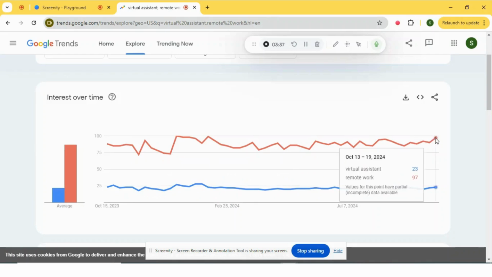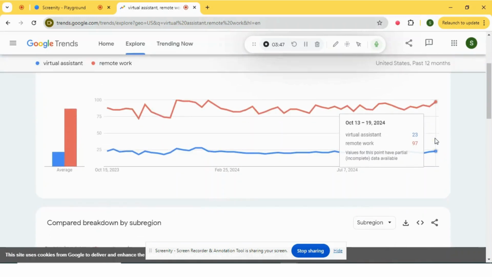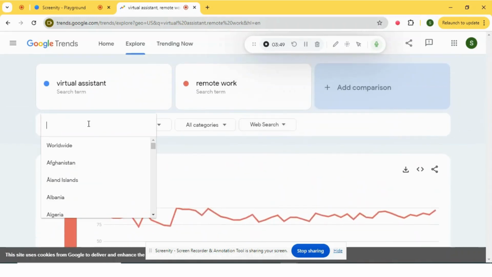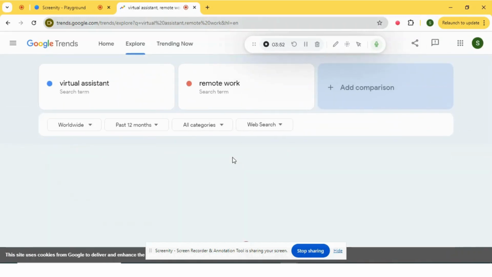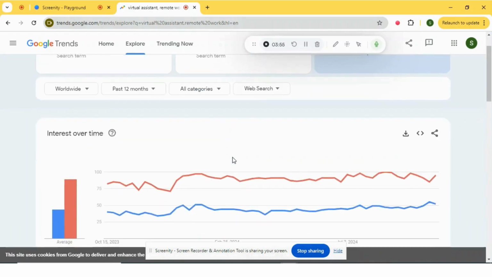If we see for October 13th till 19th, it is 97 for remote work and it is 23 for virtual assistant. If we go on to the regions worldwide, again the same trend is being shown: remote work is being searched 95 times and virtual assistant is being searched 52 times. So the more search query is for remote work.